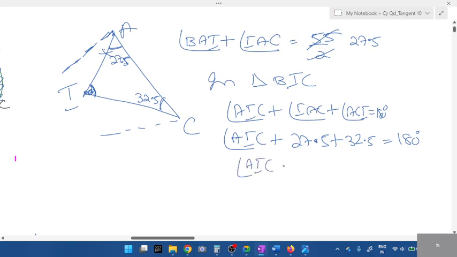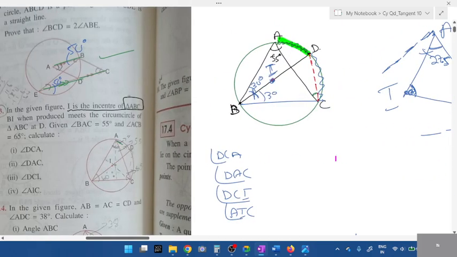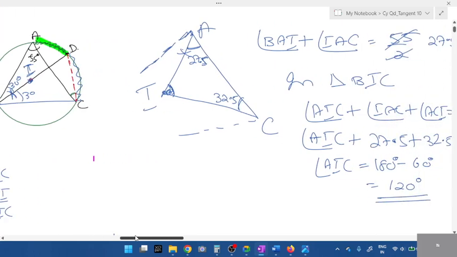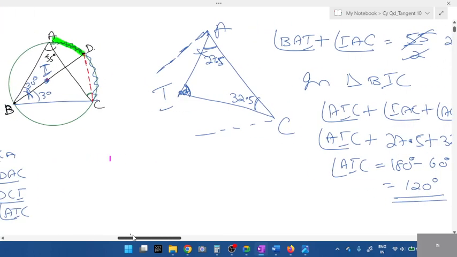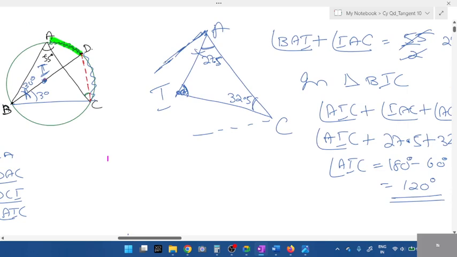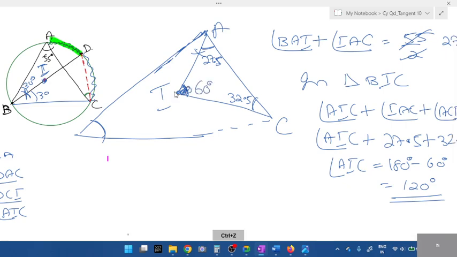Answer is correct. What is AIC, students? 180 minus 60 is 120. In the question, anywhere have they mentioned that I is the center of the circle? No, right? Is this clear? All of you understood? 120. Now look here. If this is 120, what's the actual value we got for angle B? What's the answer we got for B, students? 60.